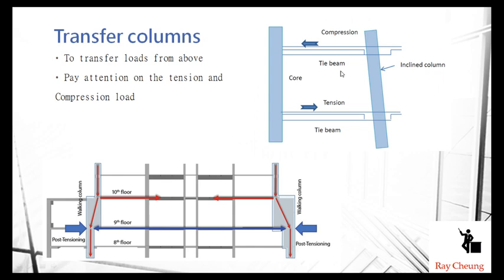This is one kind of common inclined column. The most special thing you need to understand is that sometimes the top one should take the compression forces. That means the steel beam or concrete beam needs to provide compression forces. And the bottom one should take the tension forces.